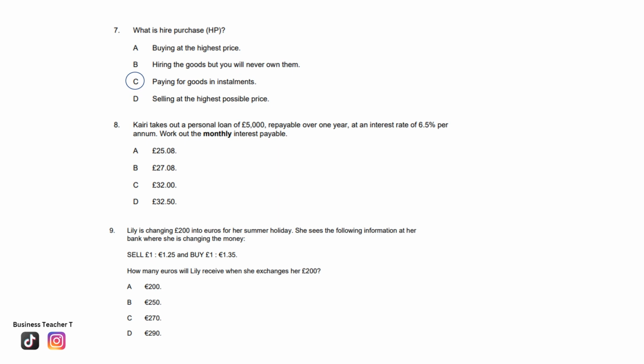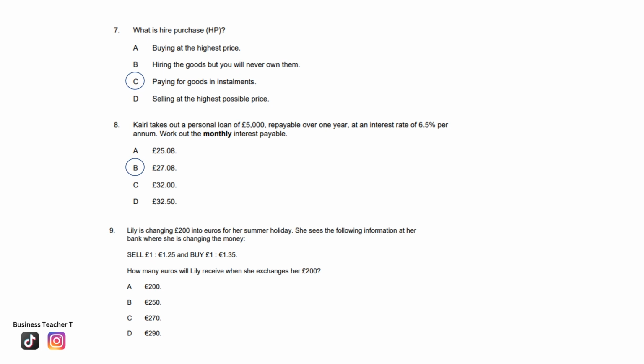You've got the 6.5% there, and you need to times that by the amount that Kyrie wants to take out as a personal loan, which is £5,000. That equates to £325 per year, and then you need to divide it by 12 because there's 12 months in a year, and that gives you an answer of £27.08.